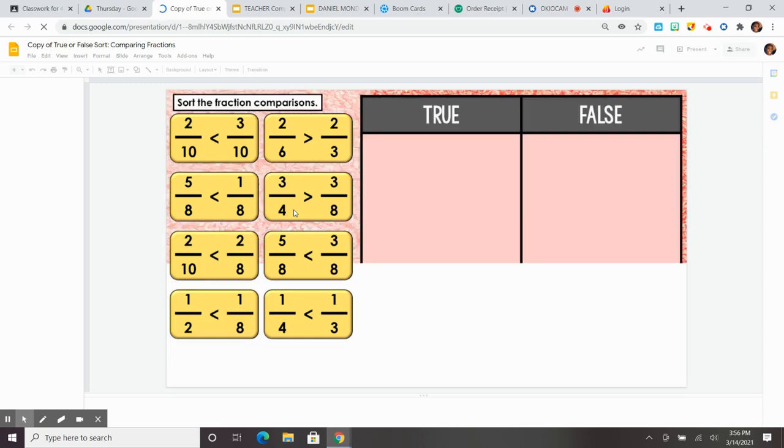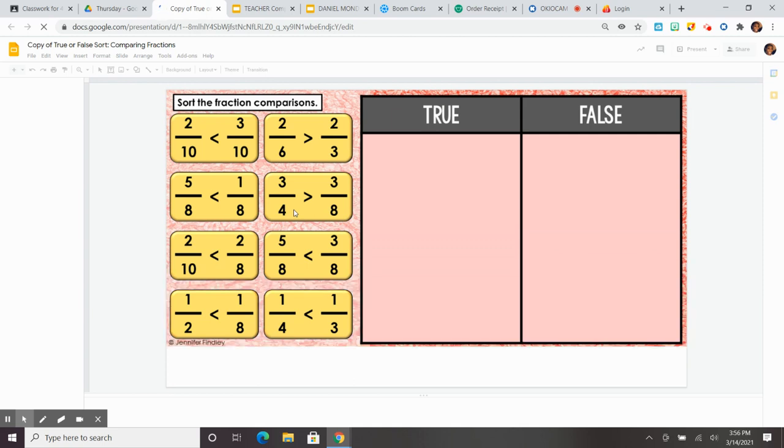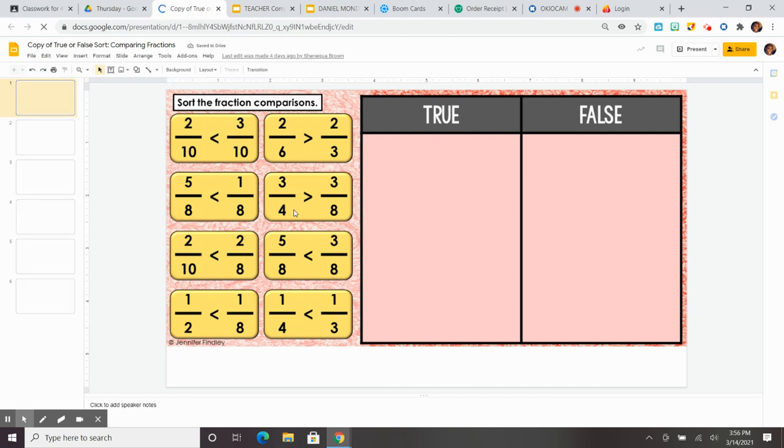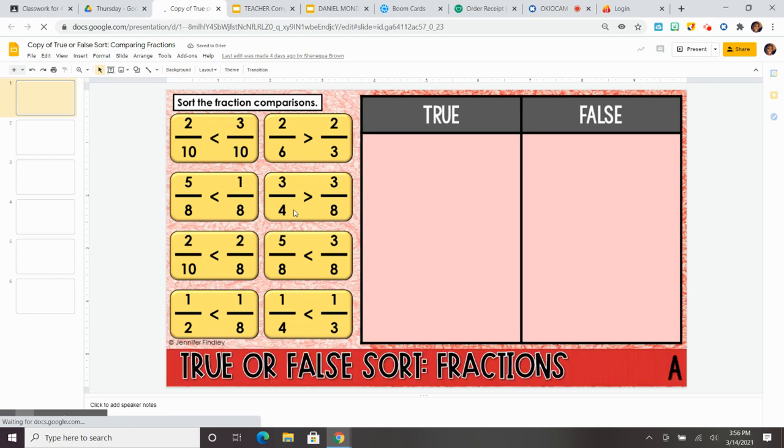I didn't know it was going to be this long. It says sort the fraction comparisons. You are going to work out these fractions. Most of these are easy. I mean, because if you know that they have the same denominator, you can compare the numerators. If the numerators are the same, you look at the denominators. And the larger the denominator, the smaller the piece. Okay? So you can do that one. And you're going to place it either in the true category or the false category. And then after you're done with that, you have your Google Form activity to do. Okay?